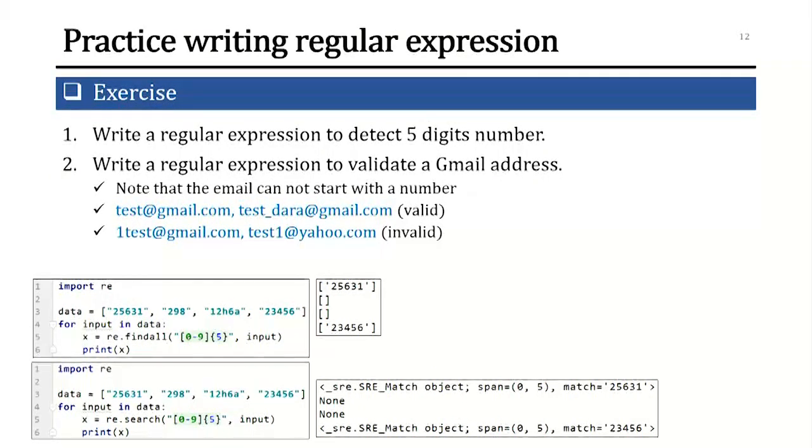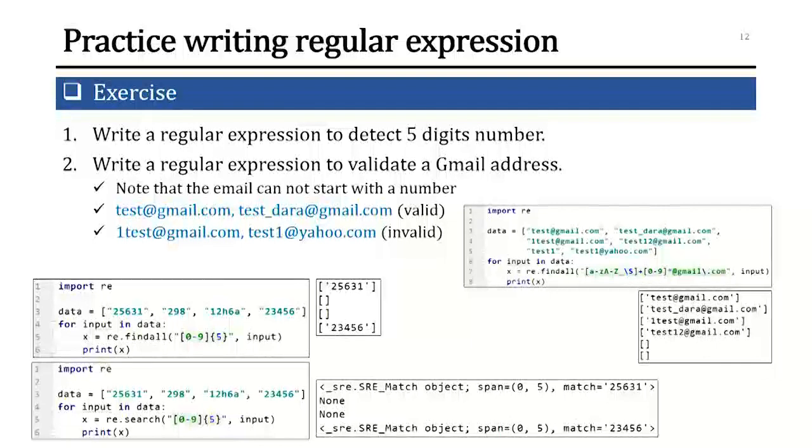So next we will see in the second exercise how we can write a regular expression to validate a Gmail address. Remember that we need to define some rules. Our rule here is that the email cannot start with a number. Here are some examples of valid and invalid email addresses. For the valid, we have test@gmail.com, test_data@gmail.com, and invalid, the first one is starting with a number, and the second one is not a Gmail address, right? It is @yahoo.com, so it's not considered in our exercise here.